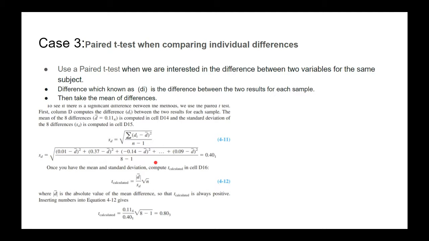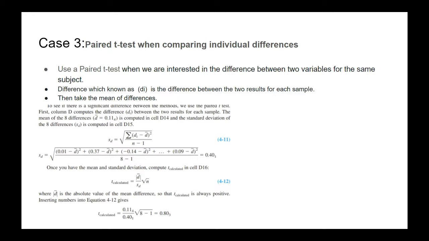Case 3. So case 3 is a paired t-test when comparing individual differences. So you're going to use a paired t-test when we are interested in the difference between two variables for the same subject. So the difference, known as d_i, is the difference between the two results for each sample. Then you're going to take the mean of differences. So remember, this is same method, same subject. That's the only reason why we're using a paired t-test.